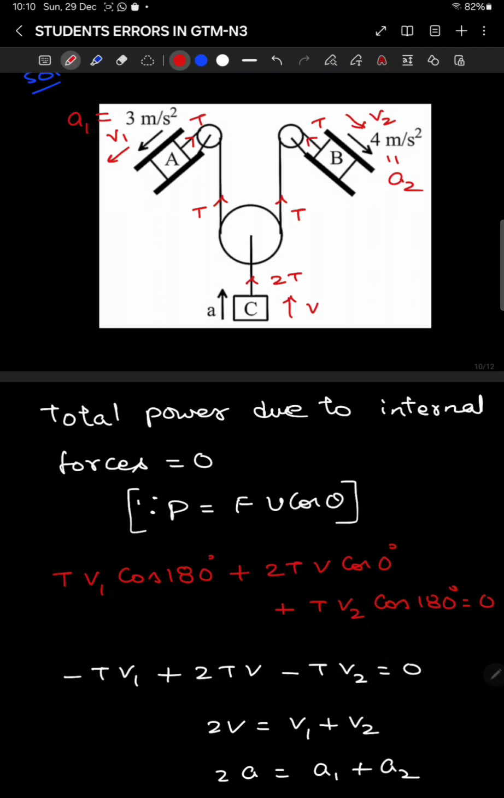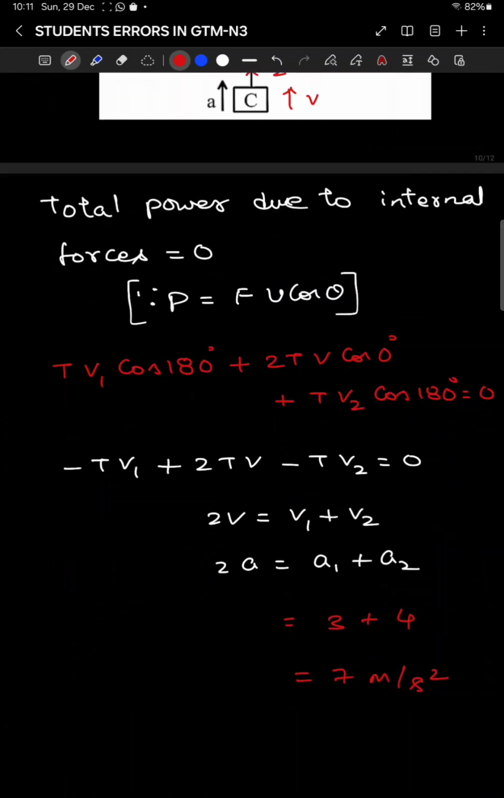Cos 180 minus, cos 0 plus 1. So if you simplify this one, you can get 2v equal to v1 plus v2. Differentiate to get acceleration. Here they asked you to find 2a value only. We know a1 is given as 3, a2 is given as 4, so 3 plus 4, you'll get 7 as the answer. All these are errors done by the students in JEE Mains Grand Test 3.